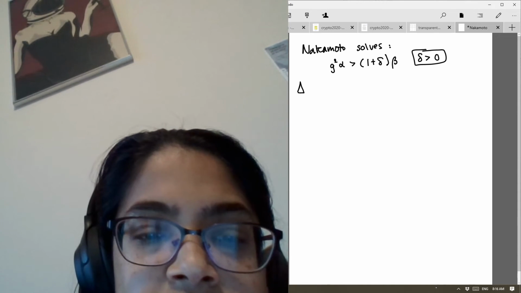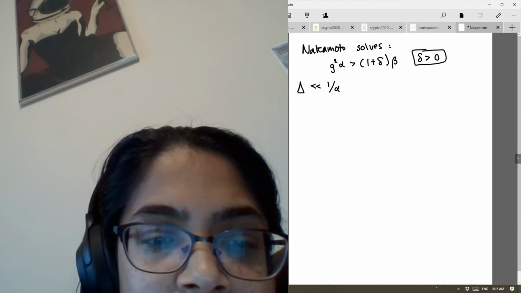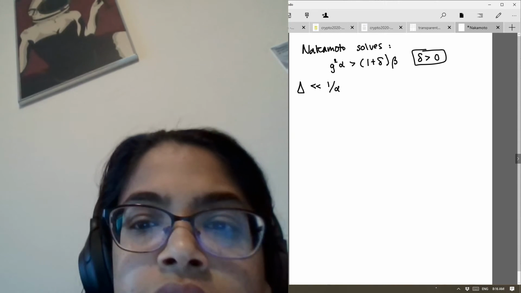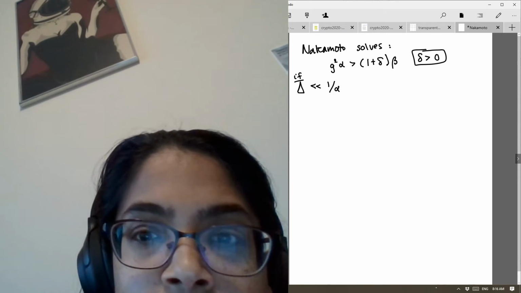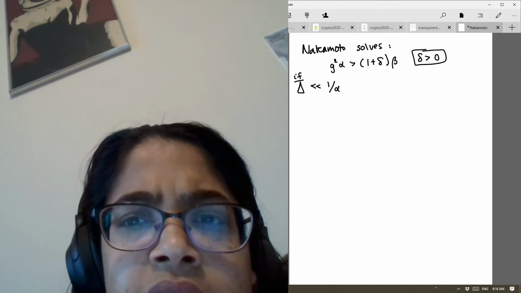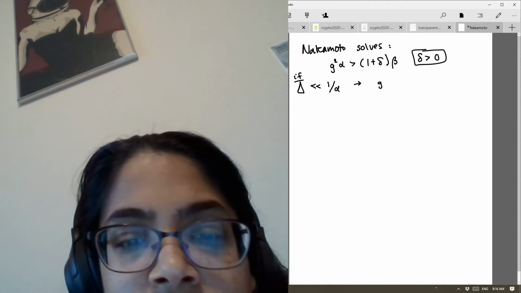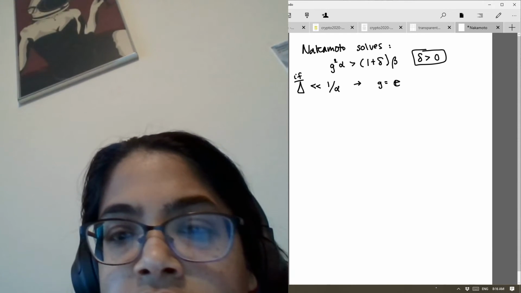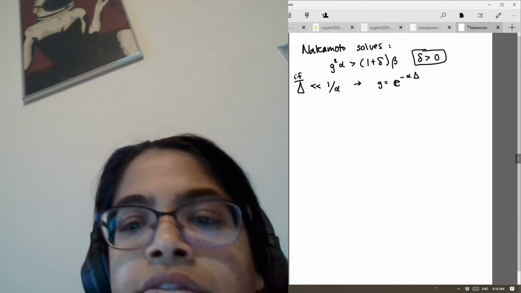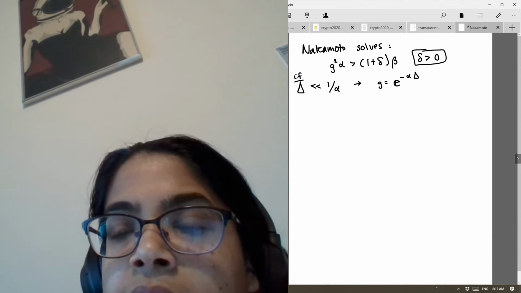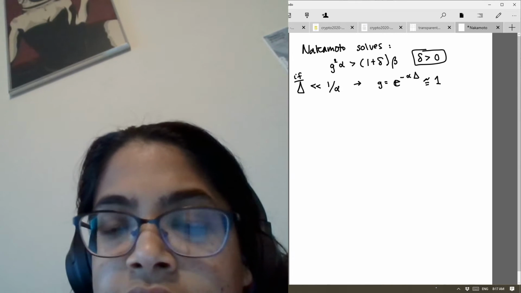One more note to have is that if big delta is much smaller than 1 over alpha, then the communication delay is very small compared to the expected block interval. In this case, remember, we have g equal to e to the negative alpha delta, but if delta is really small, then the exponent is nearly 0, and g is going to go to about 1, and so will g squared.